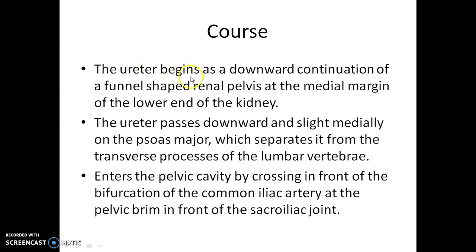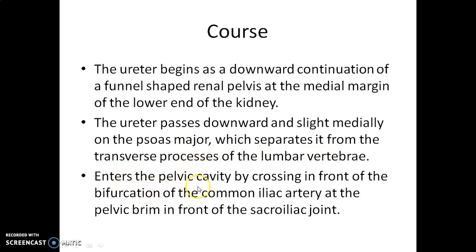Same thing, the ureter begins as a downward continuation of the funnel-like expansion called the renal pelvis, at the medial margin of the lower end of the kidney. Then the ureter passes vertically downwards and slightly medially, running on the psoas major, which we just now saw. Then this muscle separates the ureter from the transverse process of the lower three lumbar vertebrae.